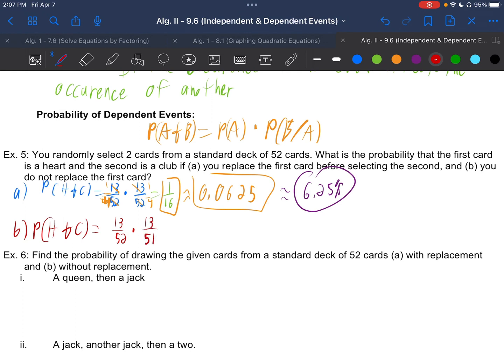Now there's only 51 cards left. So you would still reduce the 13 and 52 to 1 and 4, but you can't reduce 13 and 51. So you end up just getting 13 over 204, which will be near the same, but still slightly different than part A. So that would be approximately 0.0637, which is approximately 6.37%.